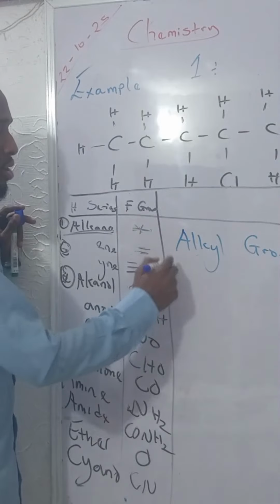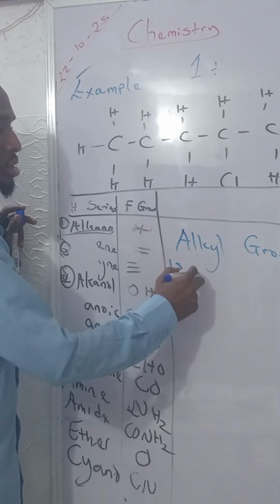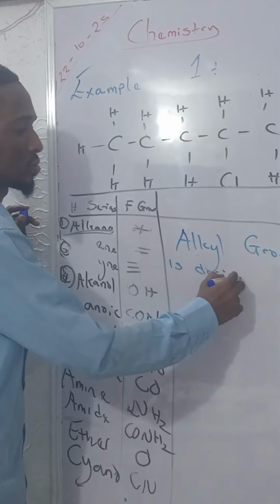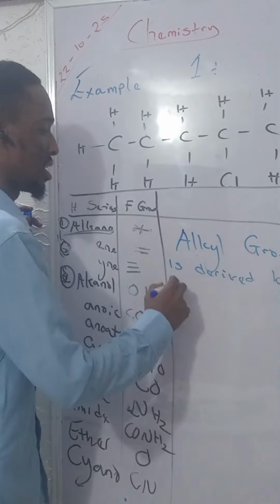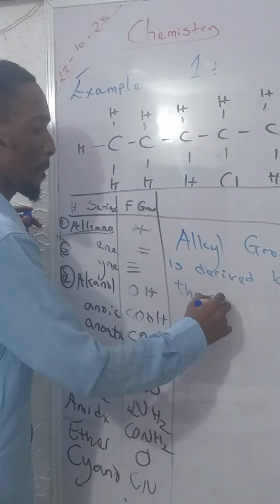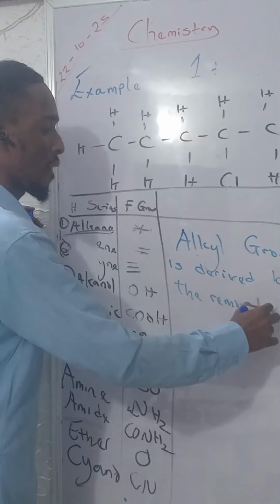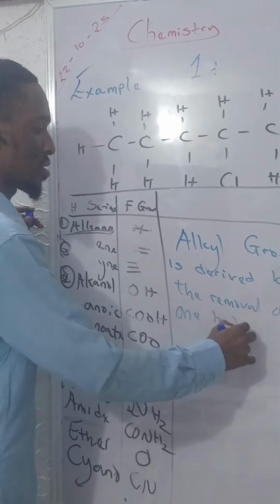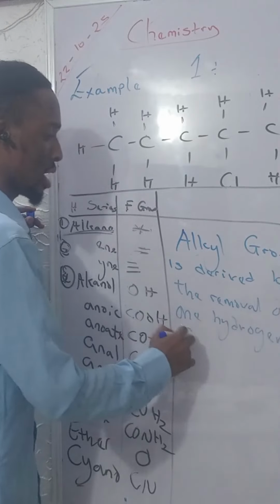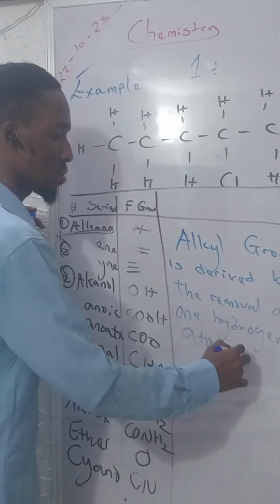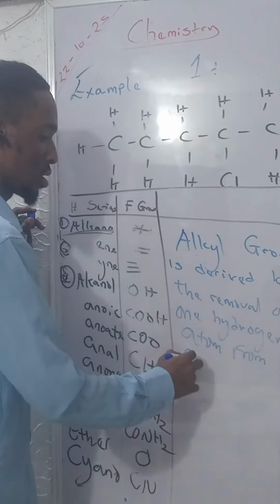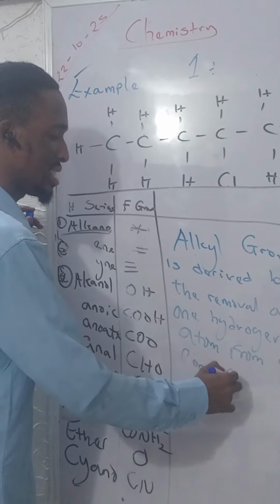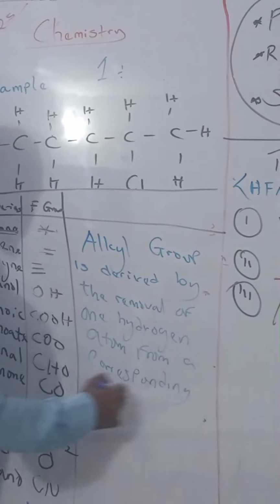The alkyl group is derived by the removal of one hydrogen atom from a corresponding alkane.